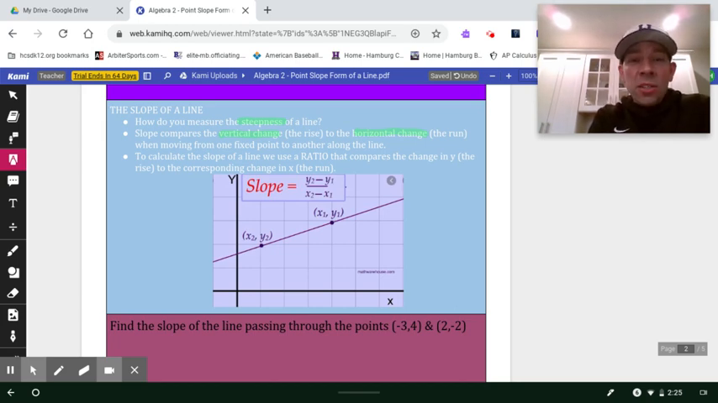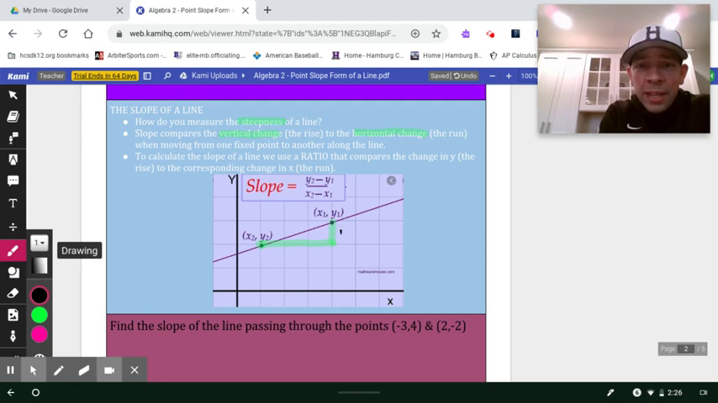Now, to calculate that slope, we're going to use the ratio that compares the change in y to the corresponding change in x. So let's say I start here, even though it's called x sub 2, y sub 2, we'll call that our starting point. How far is our run compared to our corresponding rise? In this case, you've got a rise of 1 block and a run of 3, so the slope would be a positive 1/3.